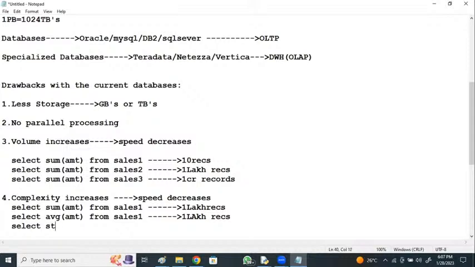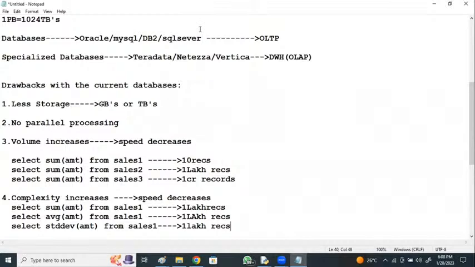Select standard deviation of amount from sales one. So all this has got 1 lakh records, same sales one only, right? Which query executes faster among these: sum of amount from sales one, average amount from sales one, standard deviation of amount from sales one?